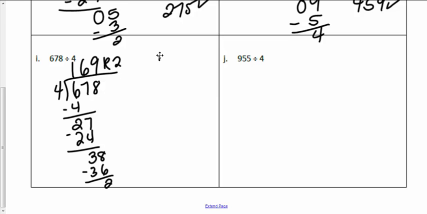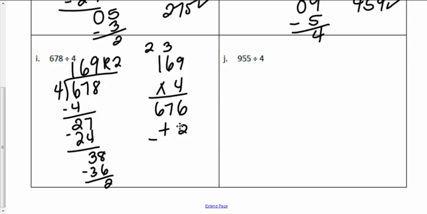And I'm going to check 169 times 4. 9 times 4 is 36. 6 times 4 is 24, plus 3 is 27. 1 times 4 is 4, plus 2 is 6. I'm going to add my remainder of 2, and that gives me 678. So they check.